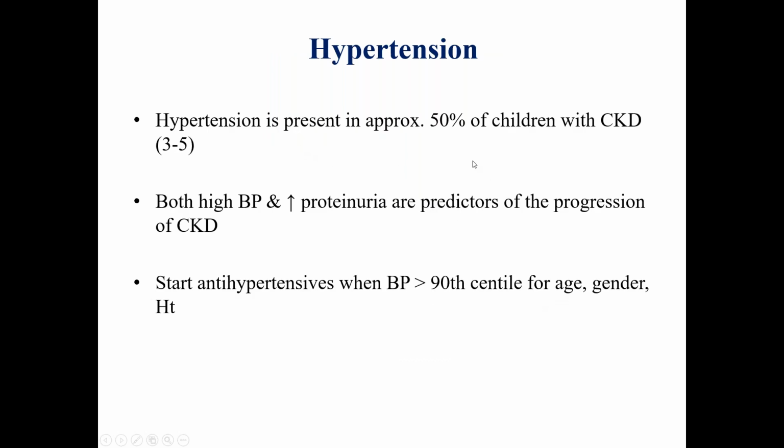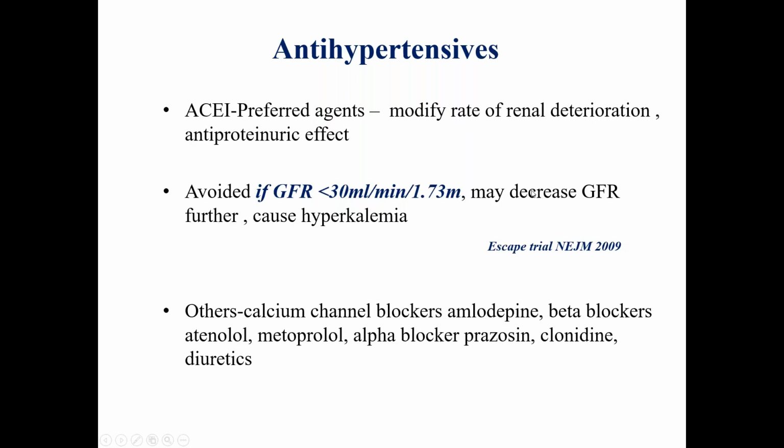Now, hypertension is present in almost 50% of the patients with CKD, although if you look at the data from India, we didn't find it in more than 10% of our patients. And both elevated blood pressure as well as increased proteinuria are predictors of progression of CKD. So it is recommended that in these patients, you don't need to wait till the 95th centile. If the blood pressures are more than 90th centile for age, gender, and height, you should start antihypertensive therapy.